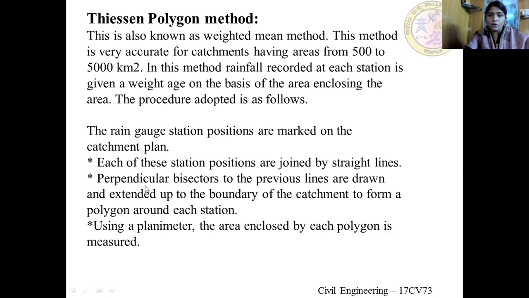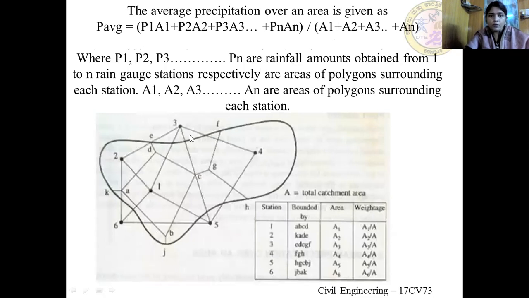So let me show you all how it is done. So just see this figure. This is the catchment area, what you all can see. So here 1, 2, 3, 4, 5, and 6 are the rain gauge stations. In each rain gauge station, the rain gauges are placed. Now all these rain gauge stations are joined by straight lines. So 1 to 2, 2 to 3, 1 to 3, 3 to 4, 4 to 5, 5 to 6, 6 to 1, 1 to 3. In this way, all straight lines are drawn connecting the rain gauge stations.